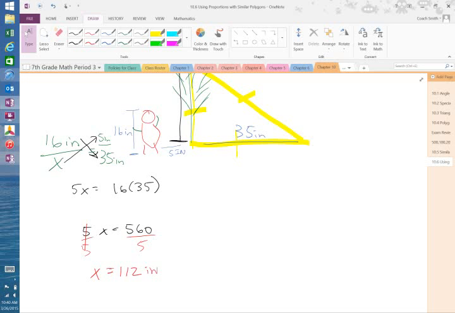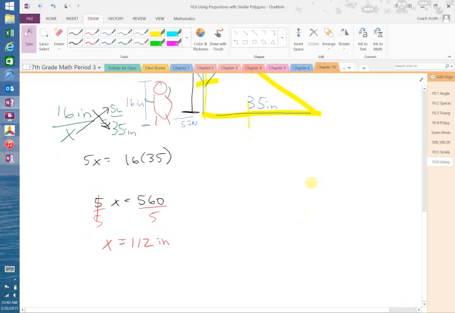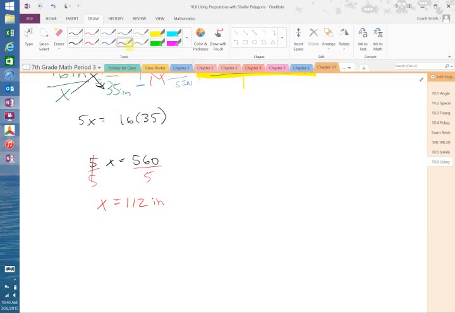Now, here's what they did in the book, because their ratio was this. They did H over 16, where H is for height, and then they put 35 over 5. What the book did is they're solving for H in this way. They're solving it like it's an equation, and so you're dividing by 16 here. That's why I don't like this way.